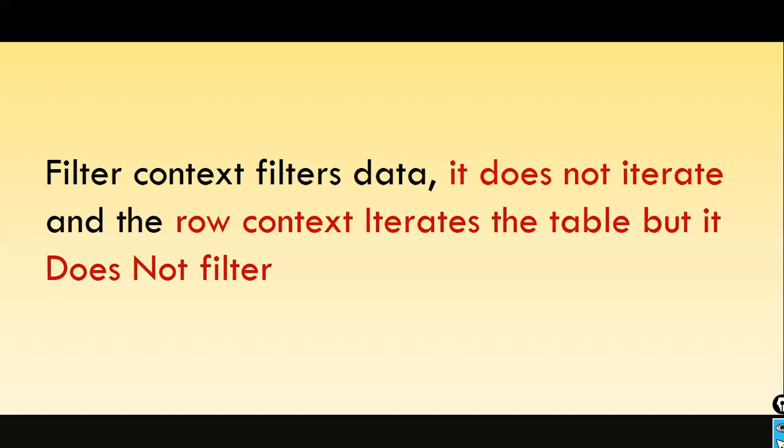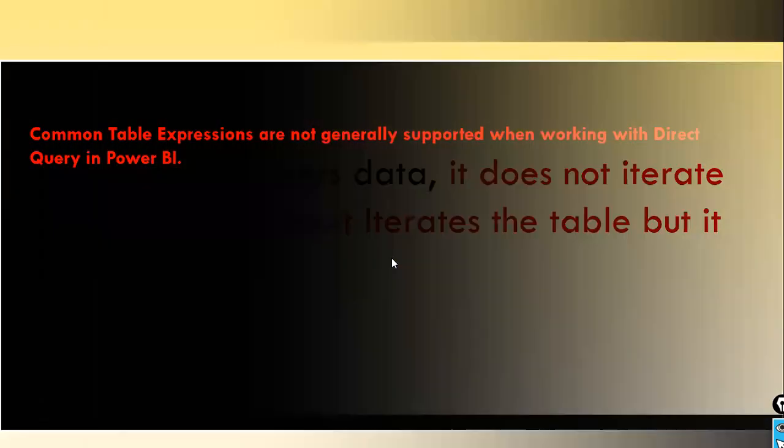The filter context filters the data. It does not iterate. The filter context filters, it does not iterate. And the row context iterates the rows, but it does not filter. But you can use the filter context along with the row context. But each of them is mutually exclusive.